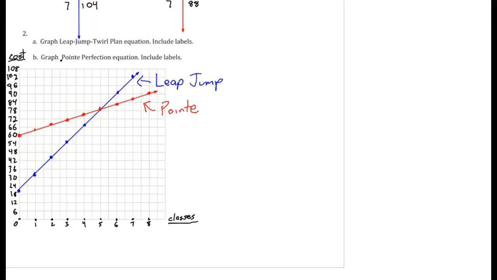So be thinking about the question. It's not always the line that's going to be above. It depends on what kind of question you're trying to ask. Are you making the money? More is better. Are you spending the money? Less is better.